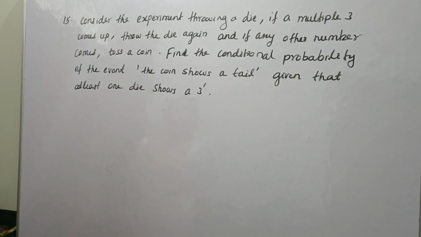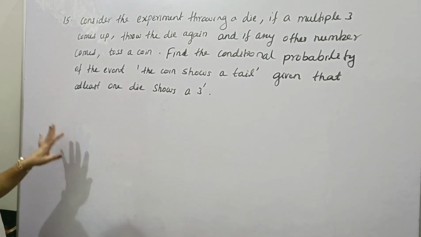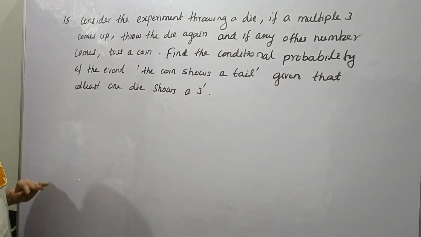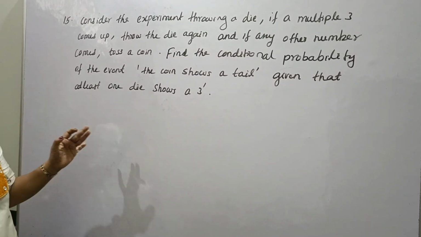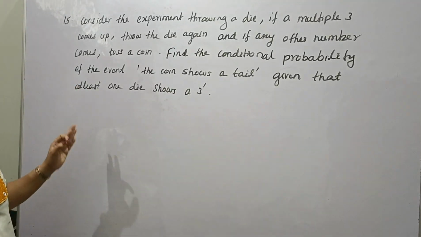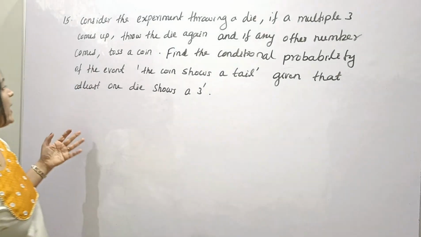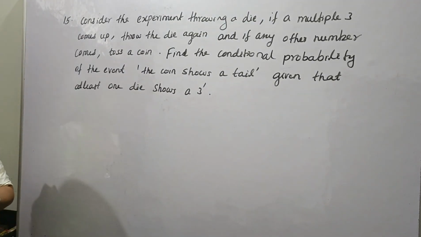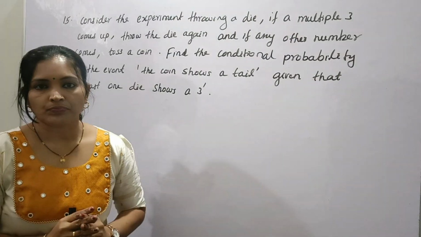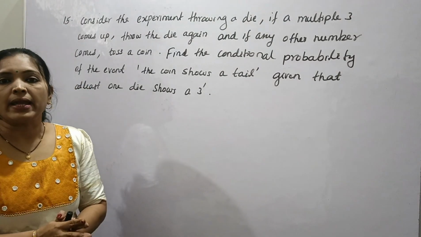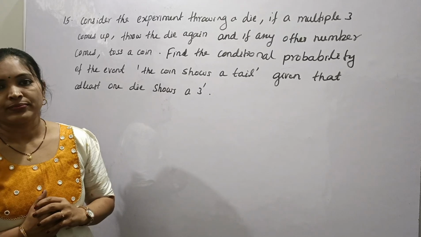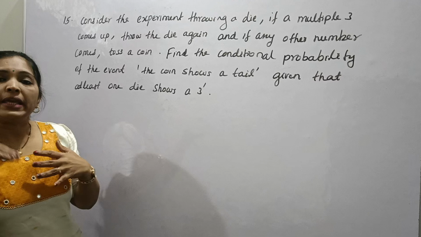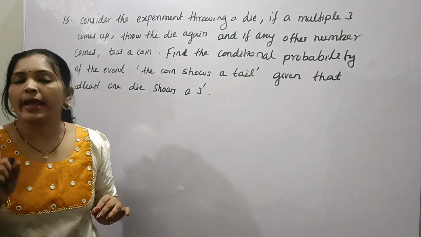Consider the experiment of throwing a die. If a multiple of 3 comes up, throw the die again. And if any other number comes, toss a coin. Find the conditional probability of the event that the coin shows a tail, given that at least one die shows a 3. See, here the experiment is, first you will throw a die. If you get 3, then throw it again. If you get 3, throw it again. Otherwise, if you get any other number, then you toss a coin.